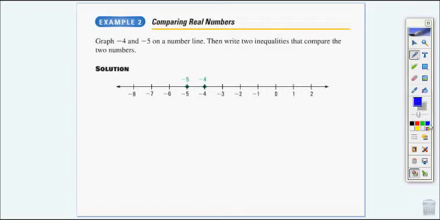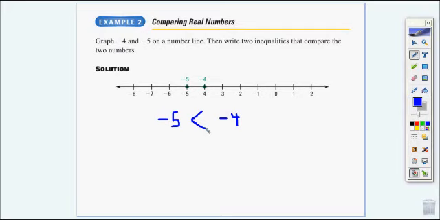Now, to graph negative 4 and negative 5 on a number line, it says graph those first. Those have been graphed, and it says then write two inequalities that compare the two numbers. So the first one I'm going to show you, I'm going to write simply the way that you see them on the number line. If I write negative 5 and then negative 4, because I'm reading left to right, then you can use the trick of the less than sign looking like an L. So negative 5 is less than negative 4.